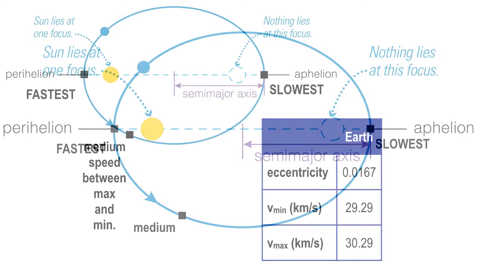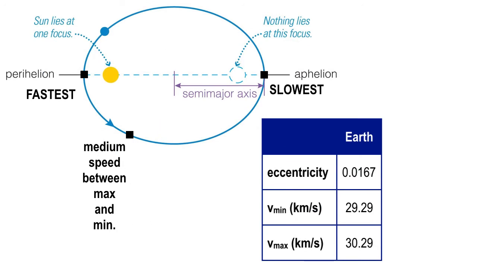All right, now, here are some numbers. I want you to jot down this table. We're going to talk about this medium speed between max and min. And the picture, do not be deceived, the picture is more like a comet. Earth actually is an ellipse. Its eccentricity is 0.0167. It's not zero. It's not a perfect circle, but it is pretty close.